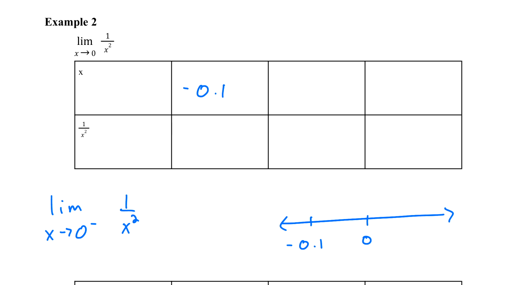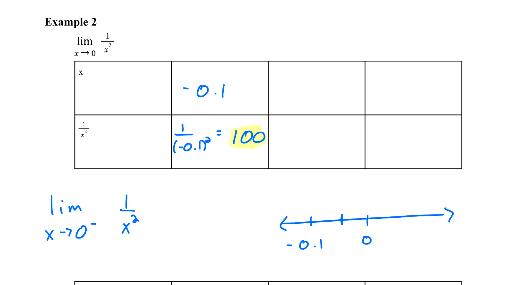Now I'm going to take that number and plug it into my function and then see what y value I get back. So if I were to take -0.1 and plug that into 1 over x squared, and we can use your calculator to help us out here, we should end up with a y value of 100. So this is really what we're paying attention to. What y value are we getting closer and closer to? So there's our first step, but one value by itself doesn't really mean anything. Let's get a little bit closer.